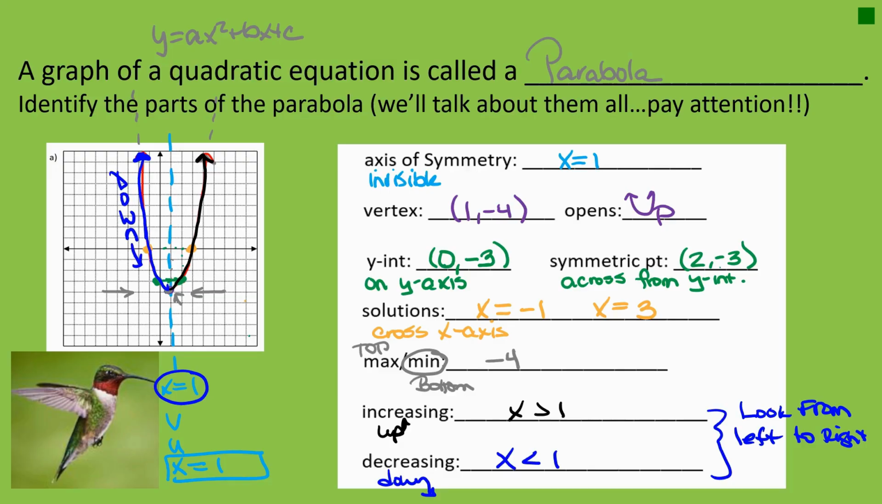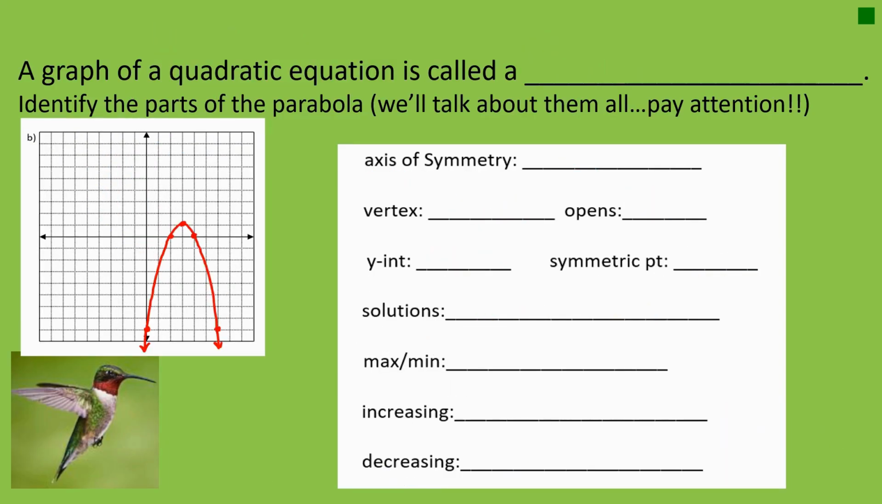Okay, let's look at another one. So what is the graph of a quadratic called? It's called a parabola. So we want to identify the parts of the parabola. The first thing is the axis of symmetry. Remember, that's the invisible line that goes through the vertex.